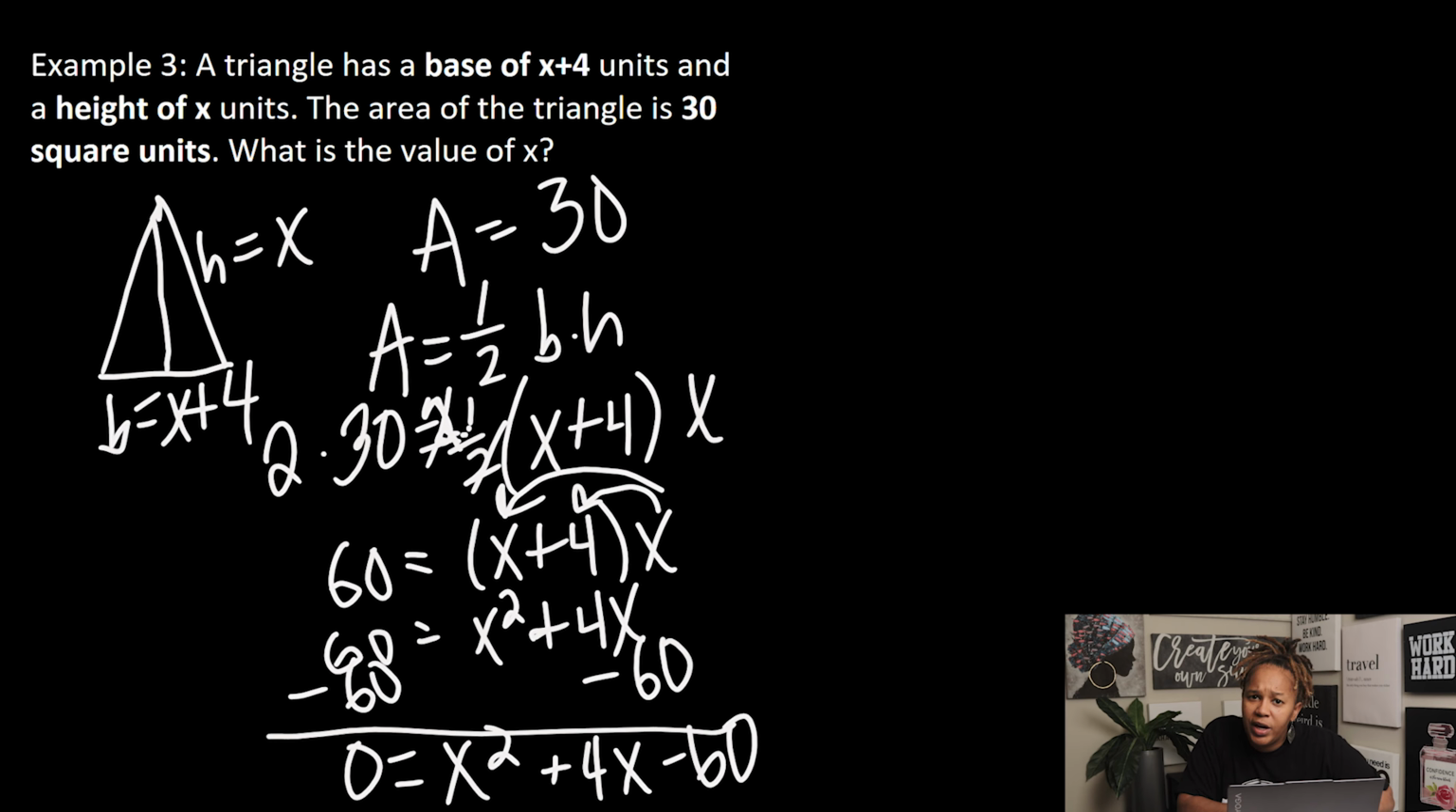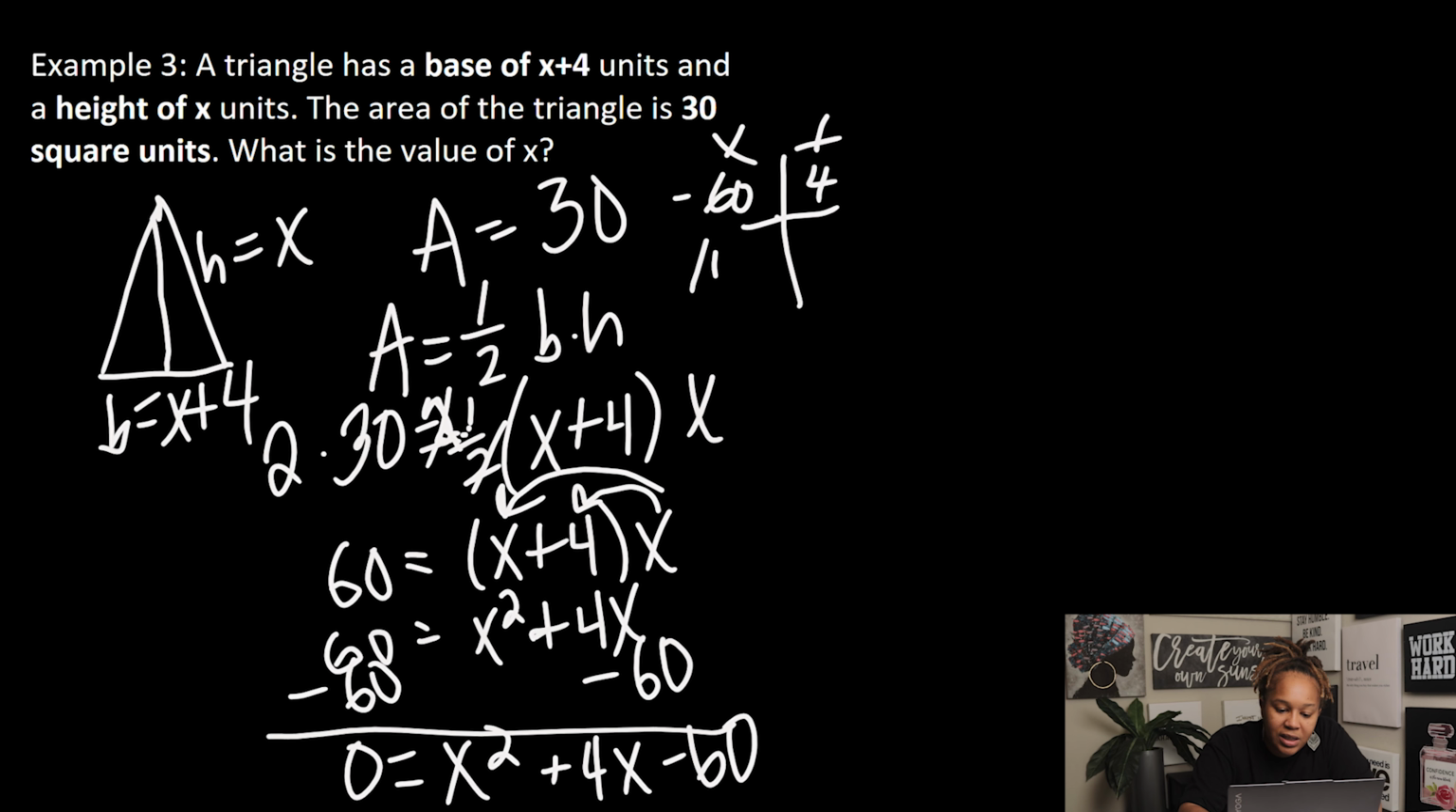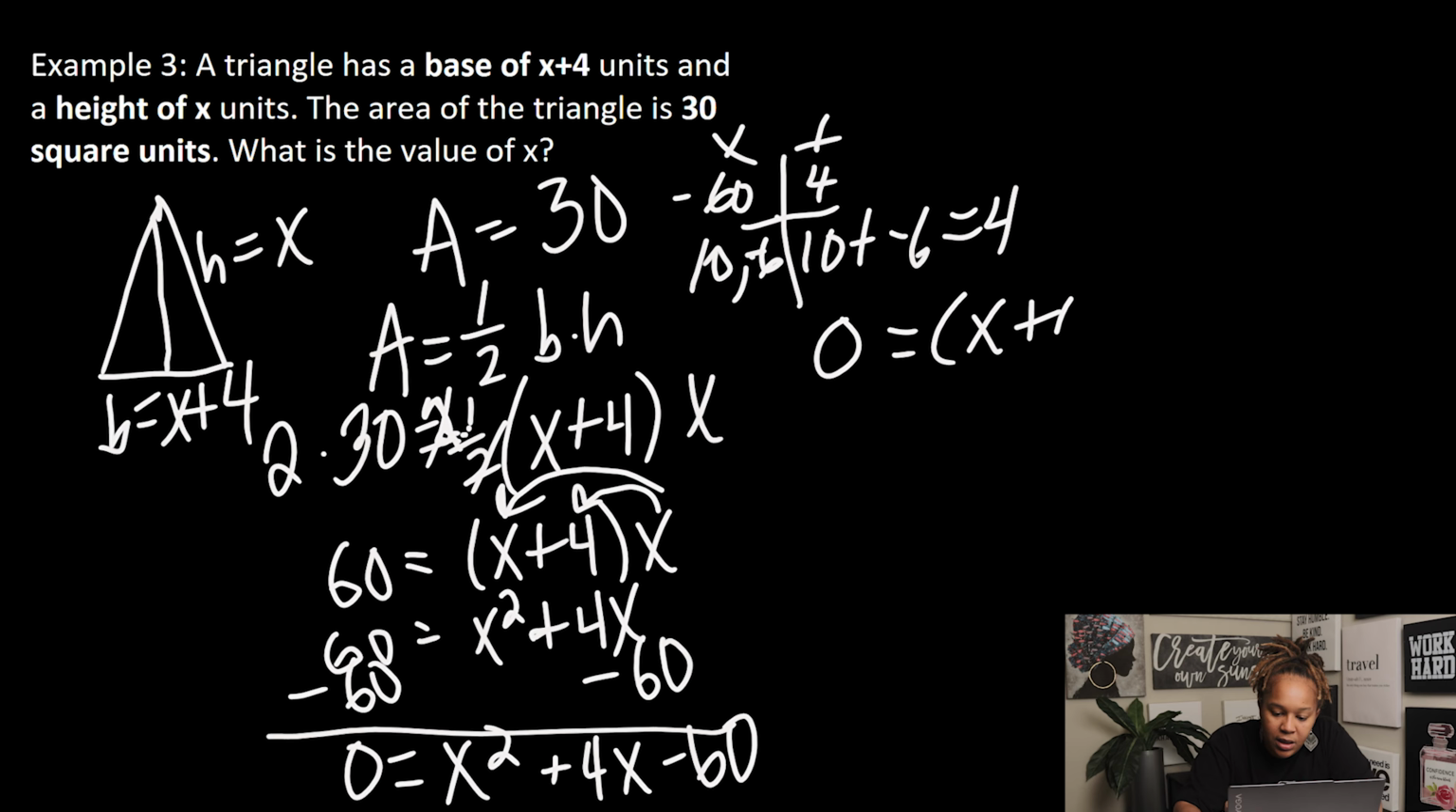One of the easiest ways to solve a quadratic equation is by factoring, and that's if you can factor. So I want to check to see if I can factor this. That means I want to take factors of negative 60 that add to 4. And off the top of my head, 10 times negative 6 is negative 60, and 10 plus negative 6 is positive 4. So my factors are x plus 10 and x minus 6.